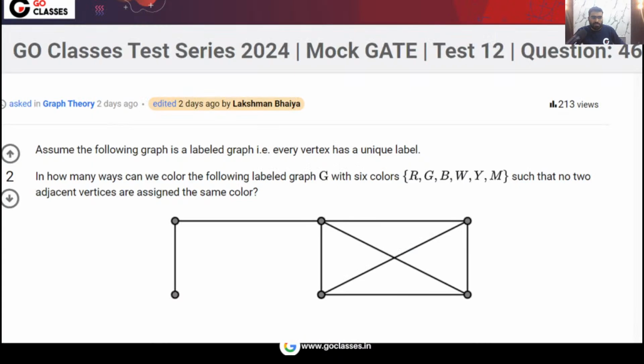Let's solve this question. This is another good question, a very beautiful question. Assume that the following graph is a labeled graph, meaning every vertex has a unique label. In this graph, let's assume every vertex has a unique label. For example, let me call it vertex A, vertex B, vertex C, vertex D, vertex E, vertex F.